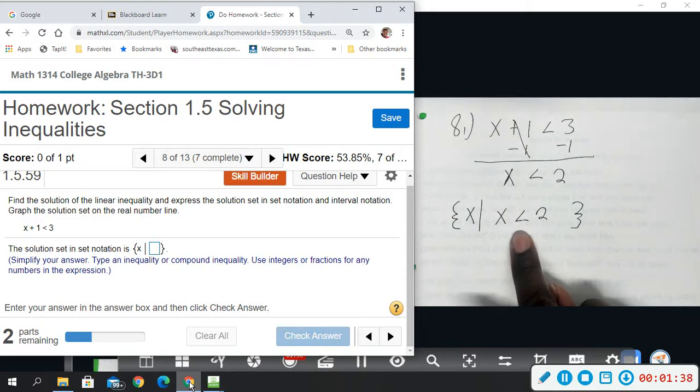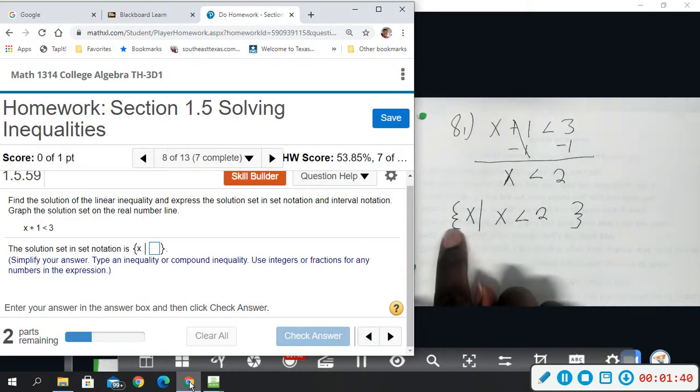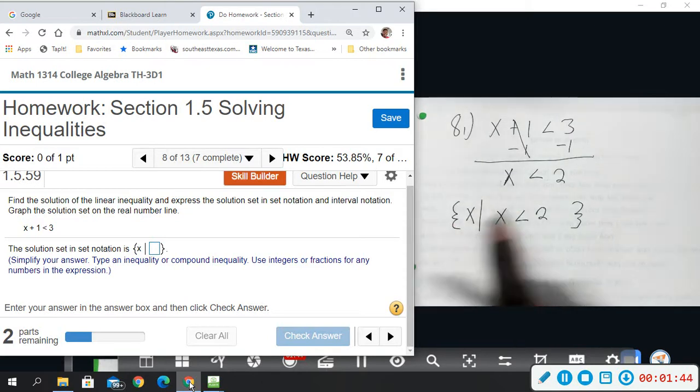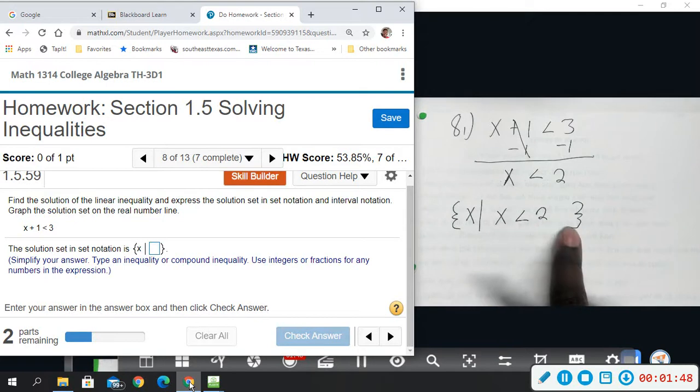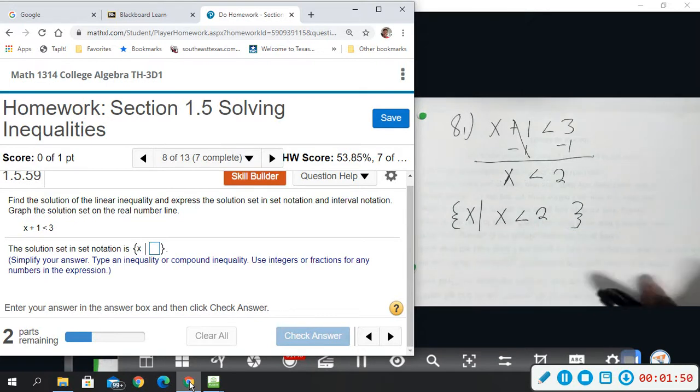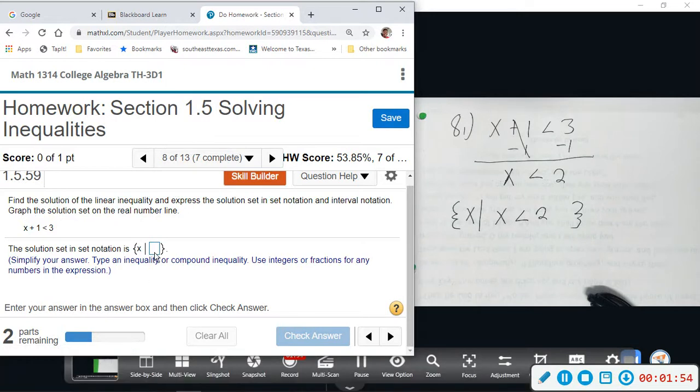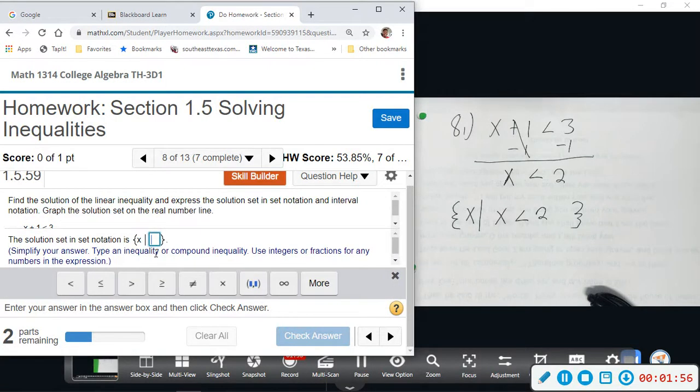So when they refer to that, these curly brackets mean the set of all x's such that x is less than 2. So all the numbers where x is less than 2. So that's the first one that we're asked, set notation. They already have it here. We just have to put our simplified inequality. So x less than 2.